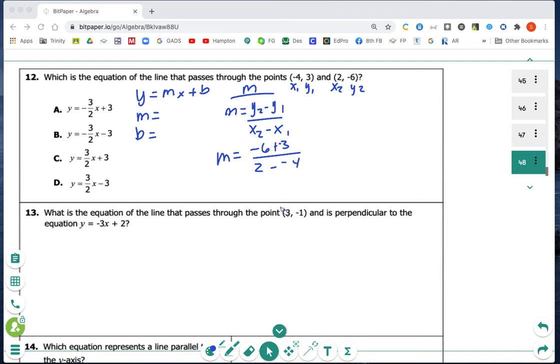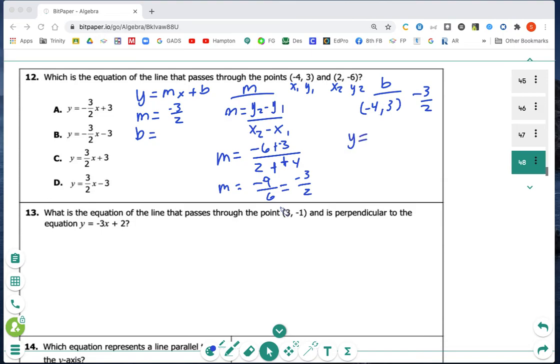Keep, change, change. So that's going to give me m is equal to negative 9 over 6, which is negative 3 over 2. Now I need to find my b. I'm going to go ahead and use (-4, 3), and my slope is negative 3/2.